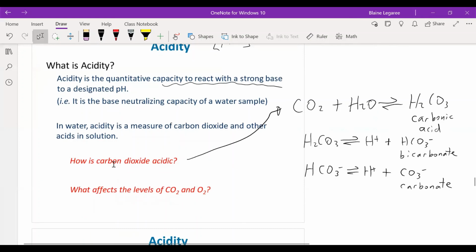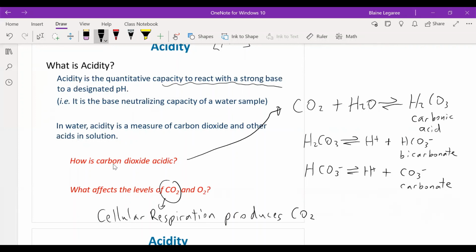So you can see there's a question here. It says, what affects the levels of CO2 and O2? For CO2, we have cellular respiration. Cellular respiration is what makes carbon dioxide. Also, you could add the burning of fossil fuels, but both of those are pretty important environmentally. And of course, we have that other process called photosynthesis. And hopefully you know that photosynthesis will consume carbon dioxide.